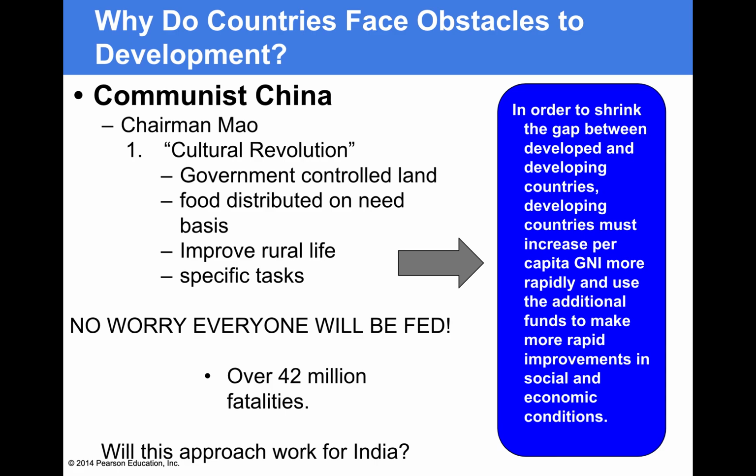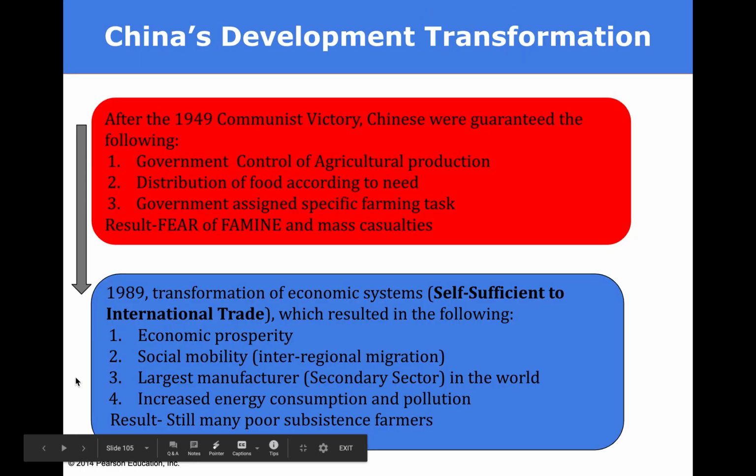In order to shrink the gap between developed and developing countries, they must increase their GNI per capita more rapidly and use additional funds to make more rapid improvements that align with social and economic conditions. So it's going to force China to adopt the international trade approach in the late 1980s. Will this approach work for India? Well, India is going to use the self-sufficiency approach as well.